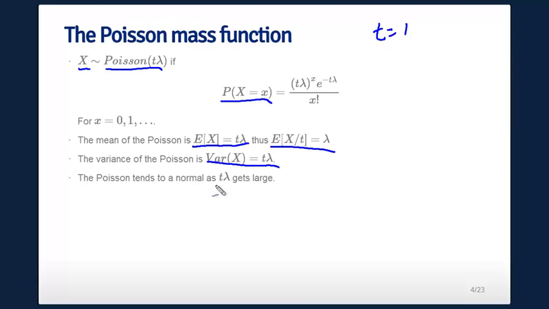And then the Poisson tends to a normal as t lambda gets large, which means if you fix lambda, then this means as t gets large. So if t is some sort of monitoring time, then that t is the very natural thing to get large. Lambda, by the way, is interpreted as expected counts per unit time. So lambda has units. That's a nice thing. It's counts per unit time.